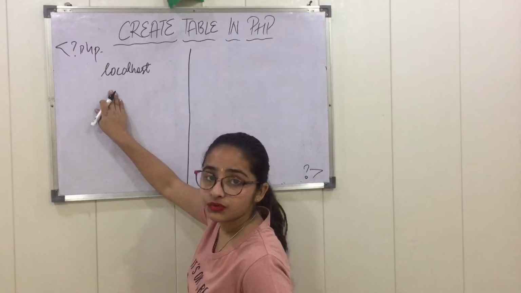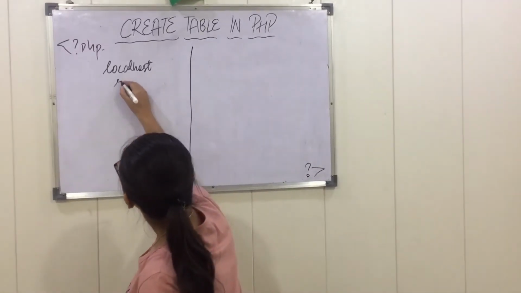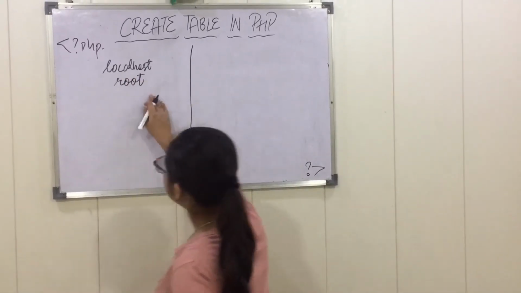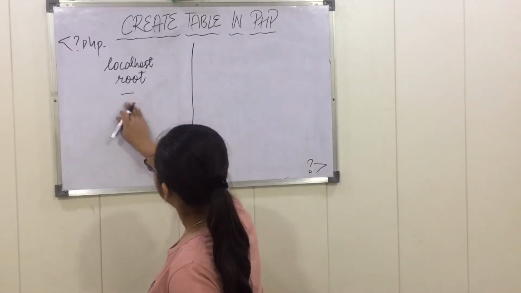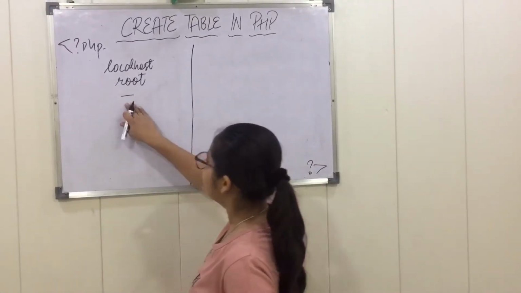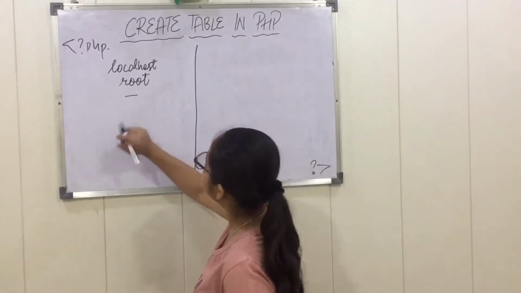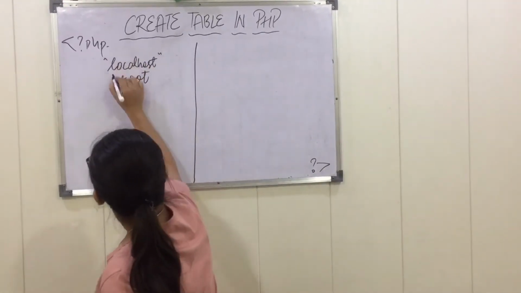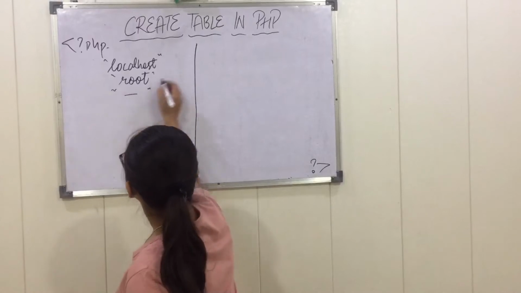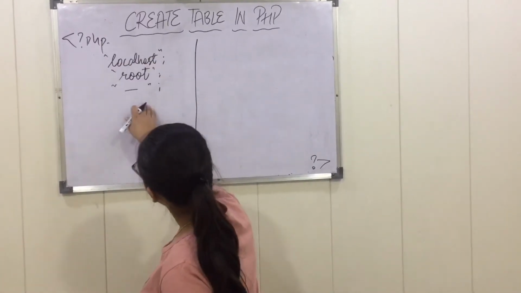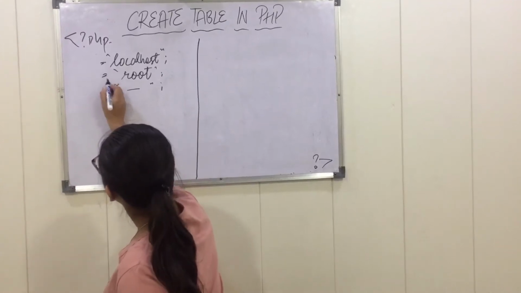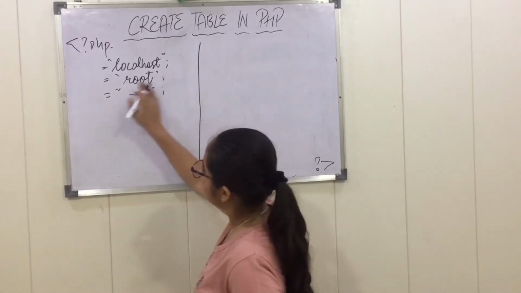After that, the username, that is root, which is given by default by the database. After that, the password, which is blank, that is also given by default by the database. So after that, we will put double quotes and then a semicolon. After that, we will give these values into variables.